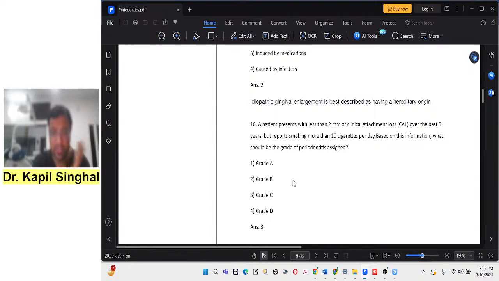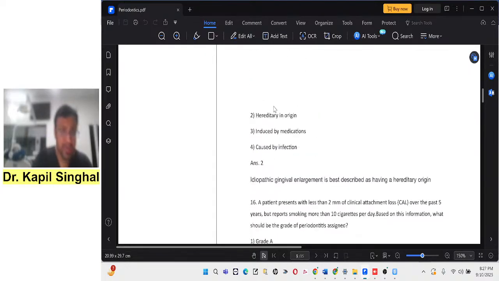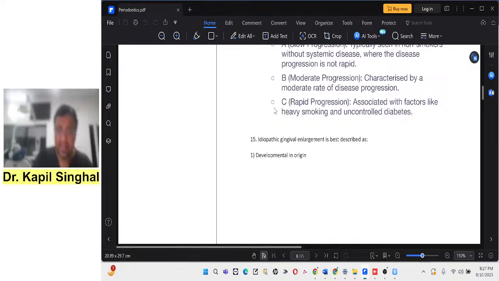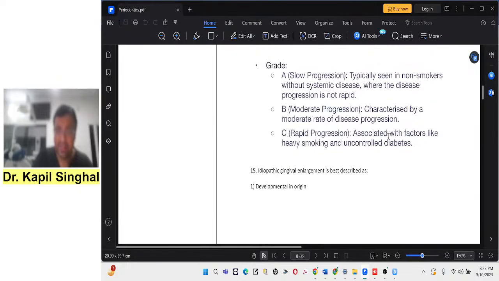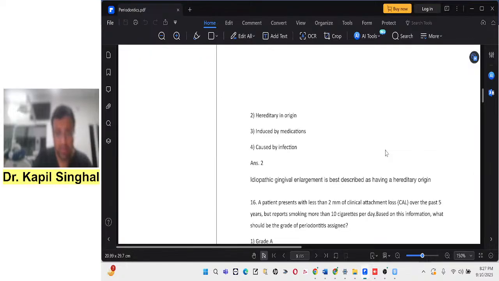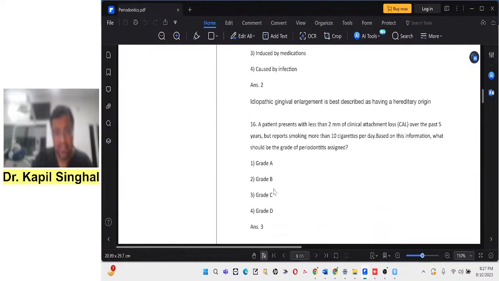So right now we have to just do the grading, not the staging. So for grading, the number of cigarettes is more than 10, which means he is a heavy smoker. I told you that it is grade 3. In grade 3 there are people that are heavy smokers and have uncontrolled diabetes. So the answer here would be grade 3, that is C.